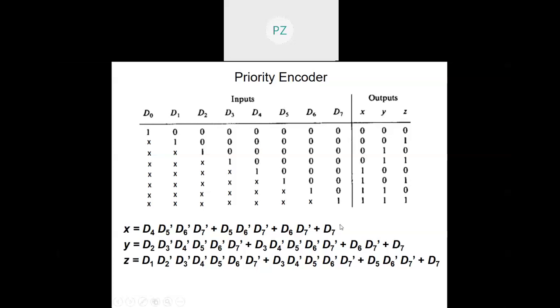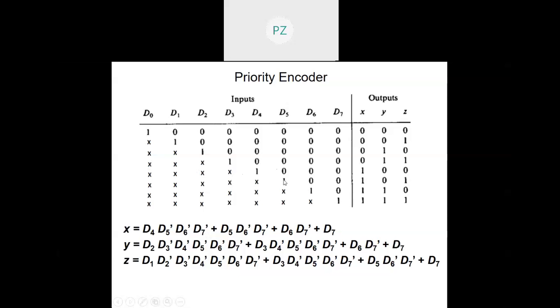Now, how will you write the equations for this? If you remember previously, X was simply D4 or D5 or D6 or D7. But over here, you will write D4, D5 dash, D6 dash, D7 dash. What does it mean? It requires that these three lines should necessarily be low. And since they are don't care, you can simply neglect them. They are not a part of it.